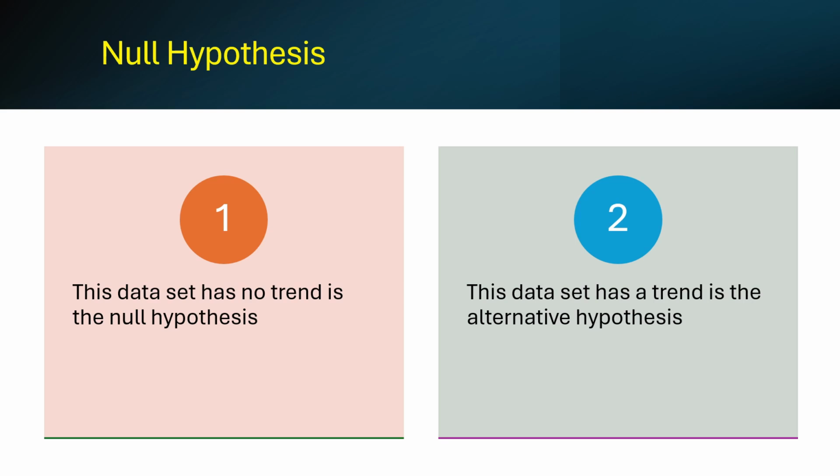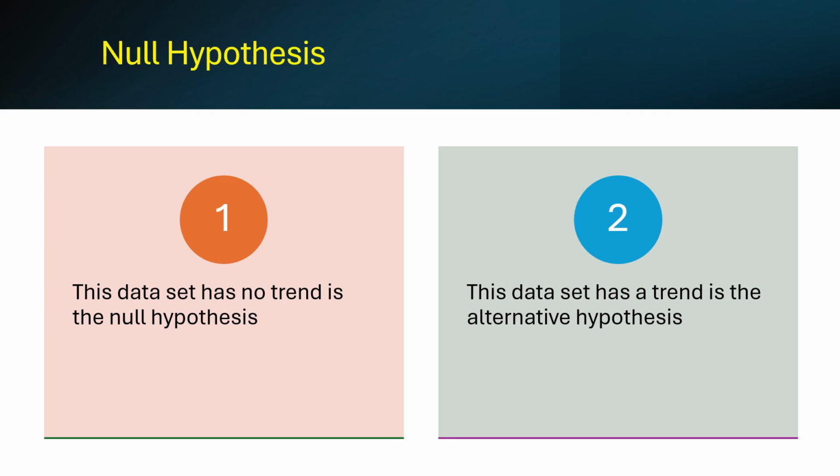Okay, never mind. So as we know, any numerical model has a hypothesis, which is known as the null hypothesis. For this problem, the null hypothesis is the data set has no trend. That means if the null hypothesis is true, there is no trend in the data set. And the alternative hypothesis is, if the null hypothesis is incorrect, then the alternative hypothesis is correct.